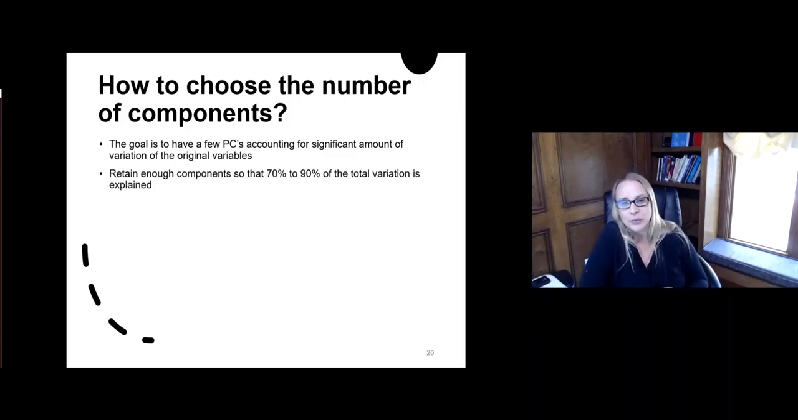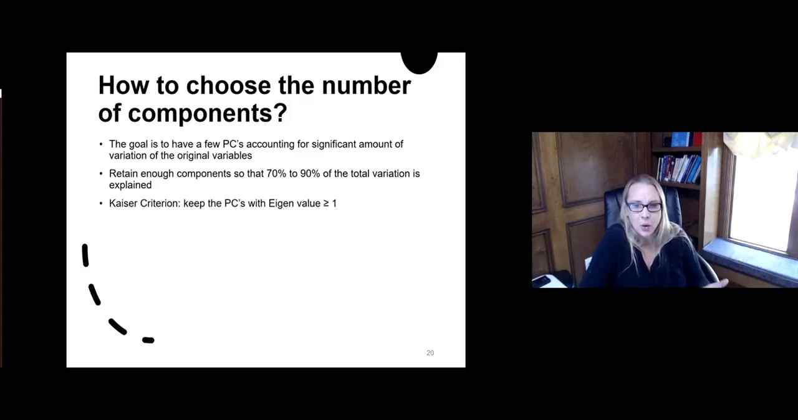You typically want to retain as many components so that maybe 70 to 90% of the total variation is explained. So this is just a heuristic or problem-solving approach. There is not a specific rule that says you need to have a specific number of principal components. So typically you would be applying some sort of heuristic to decide. One is the percentage of the variation being explained, and oftentimes 70 to 90% is typical, using as a reasonable number. There's also the Kaiser criterion.